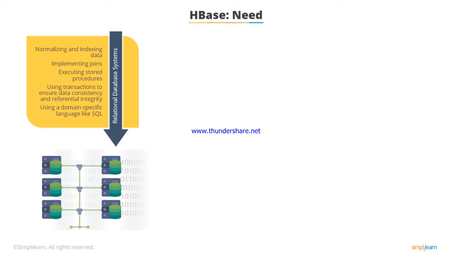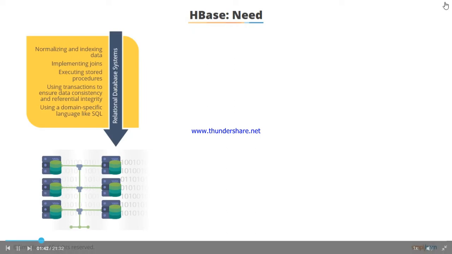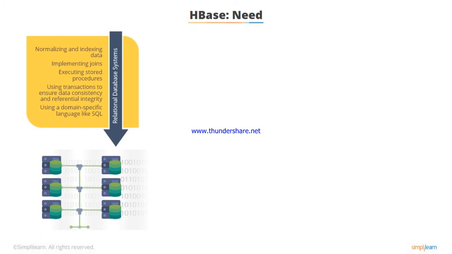Some of the tasks that prove challenging with huge data are normalizing and indexing data, implementing joins, executing stored procedures, using transactions to ensure data consistency and referential integrity, and using a domain-specific language like SQL. While handling these tasks for a large number of records, if the number of users or threads increases, it increases the pressure on shared database servers. The CPU and I/O load also increases, and any further growth of the database may become difficult to handle.